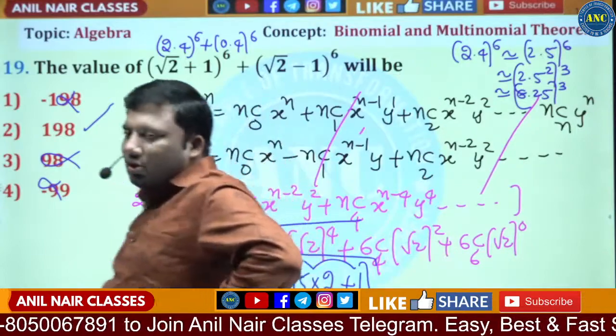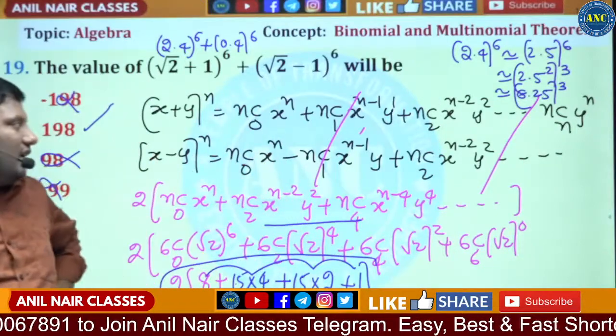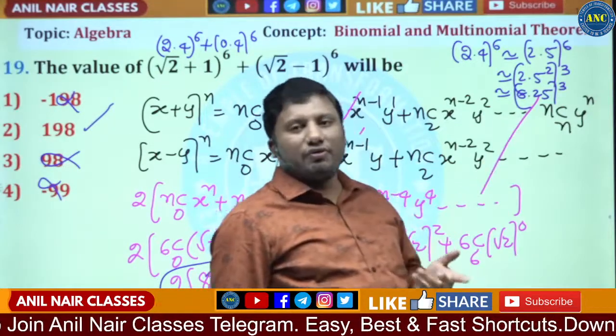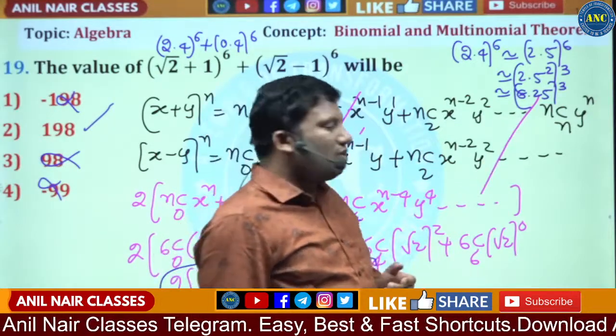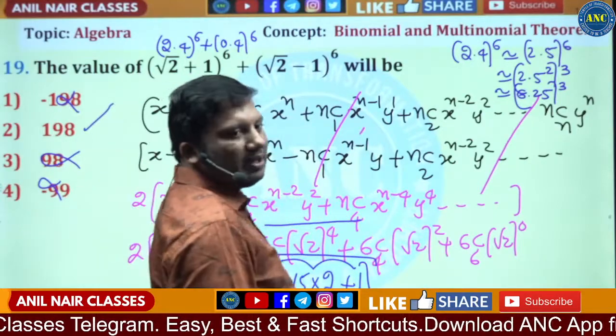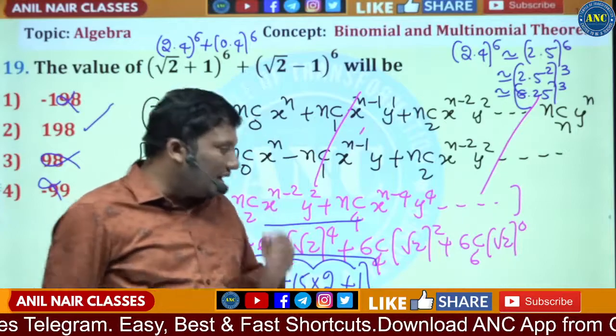2.5 to the power 3. So 2.5 squared is 6.25. 6.25 to the power 3. 6 cubed is 216. The answer should be closer to 216. This cannot be the answer. I hope the idea is clear.